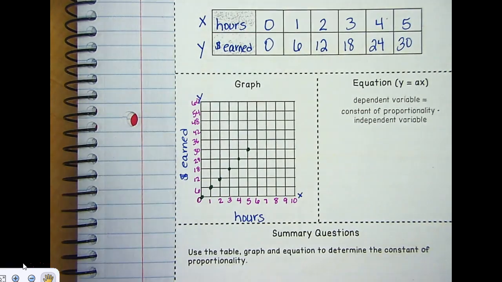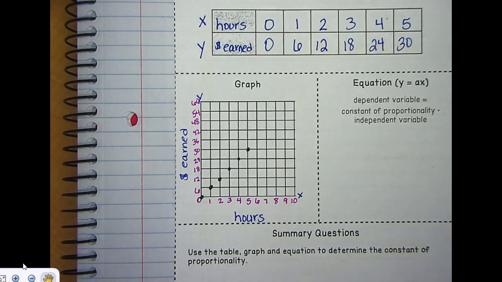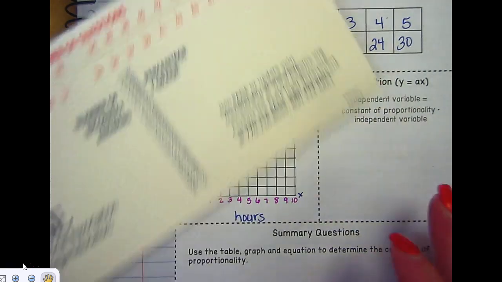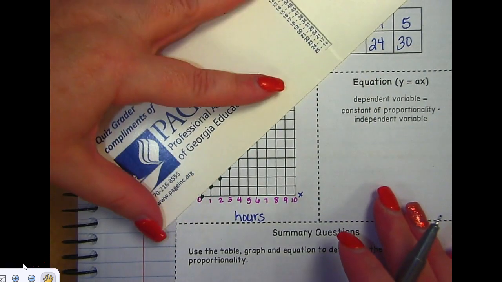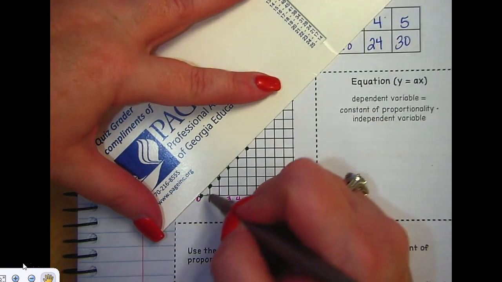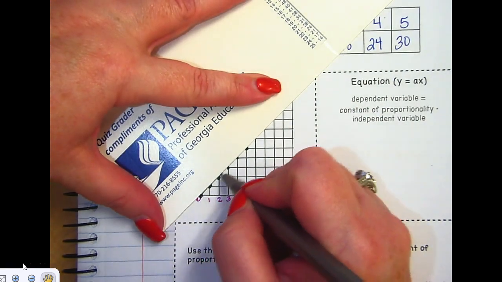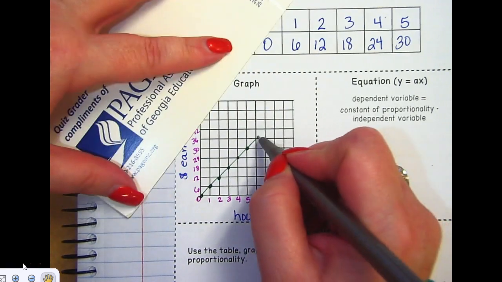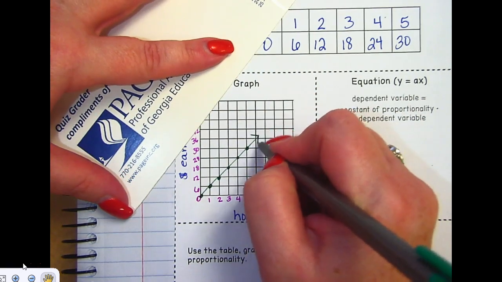What do you notice about those points? They make a straight line. Any ratios that are proportional will always make a straight line. So you want to take that, and if you have something to make a straight line with, some sort of straight edge, draw a line through it, and it will continue that way.